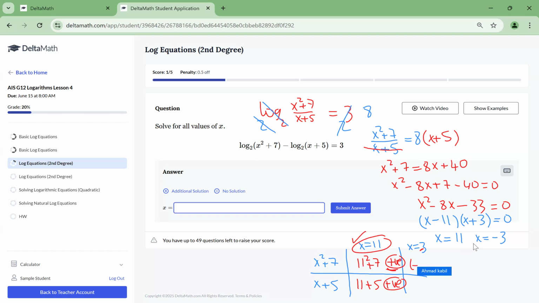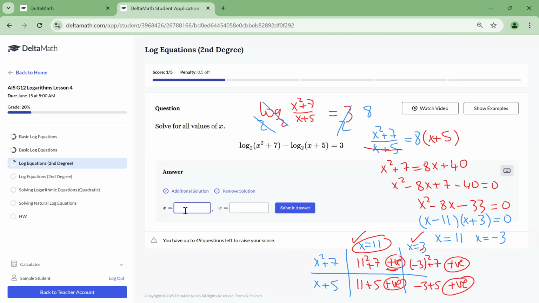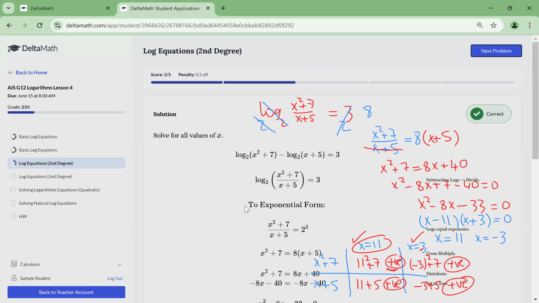So we have negative 3 power 2 plus 7. This is 9 plus 7. So again, this is a positive value. And for the second expression, we have negative 3 plus 5, which gives us 2, which is again a positive value. So the negative 3 works as well. We're going to create another solution box here. We're going to put 11 in the first and negative 3 in the second. So this is fine as well.